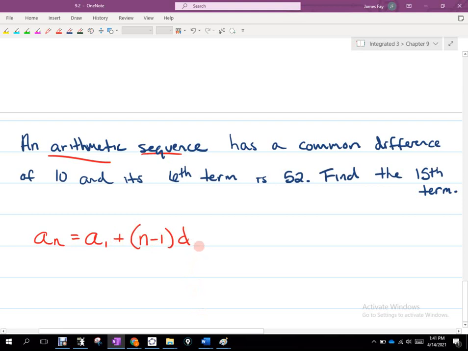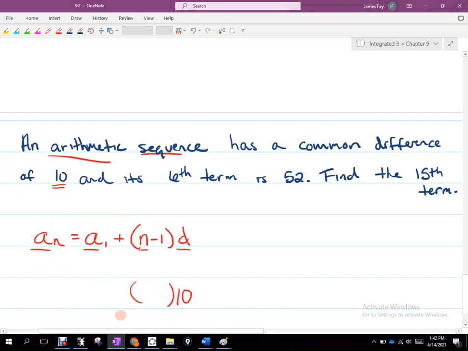They give us enough information throughout the problem to find everything we need here. They say that you have a common difference of 10. What is 10 in this formula down here? Is it this? Is it that? Is it that? Or is it that? It is d. So I'm going to replace the d with 10.